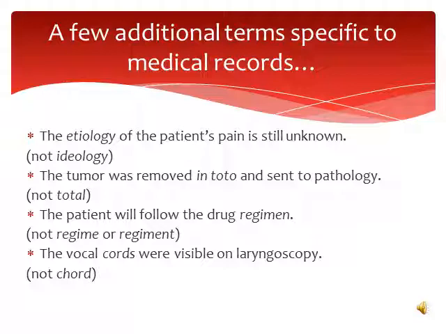The patient will follow the drug regimen, not regime or regiment. Regimen meaning a strict systematic schedule. Regime means a period of rule or a form of government. Regiment is a military unit. So when we're talking about strict systematic schedules of something, it's a regimen.